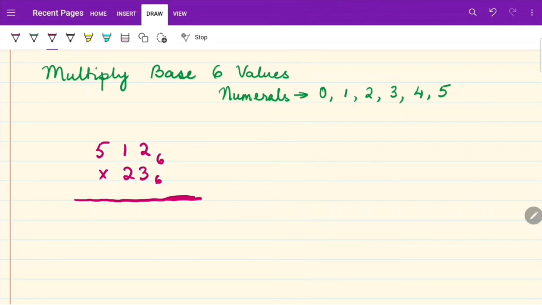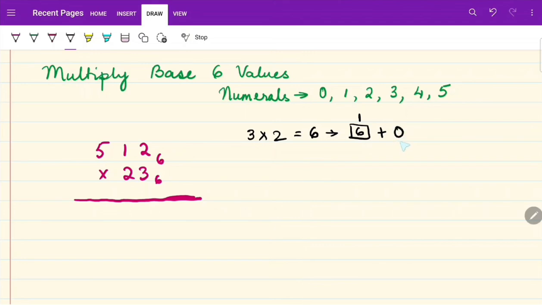Now 6 is not a value in the numerals for base 6, so we have to do the bundling here. So let me write that down. It's 3 times 2, right? 3 times 2 is a 6. And from the 6, we can create one bundle of 6. And there are 0 digits remaining, right?